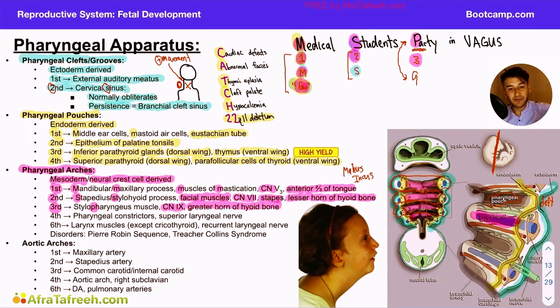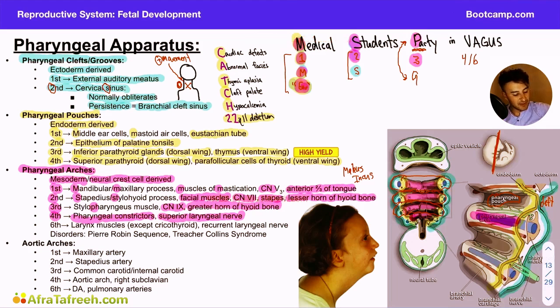Now that we've gotten a little further down our apparatus, it's time to add in our 4 and our 6. You will see that 4 and 6 correspond to the vagus part of our mnemonic, and let's go over some of those structures. Our fourth arch is going to create the pharyngeal constrictors as well as the superior laryngeal nerve. And you'll remember that the superior laryngeal nerve is a portion of our vagus nerve, which is why it belongs to that 4/6 category of vagus.